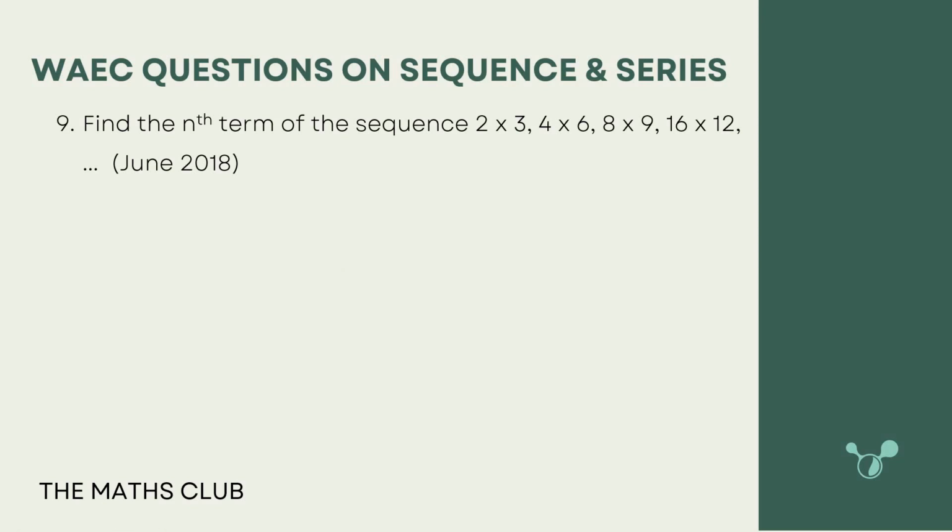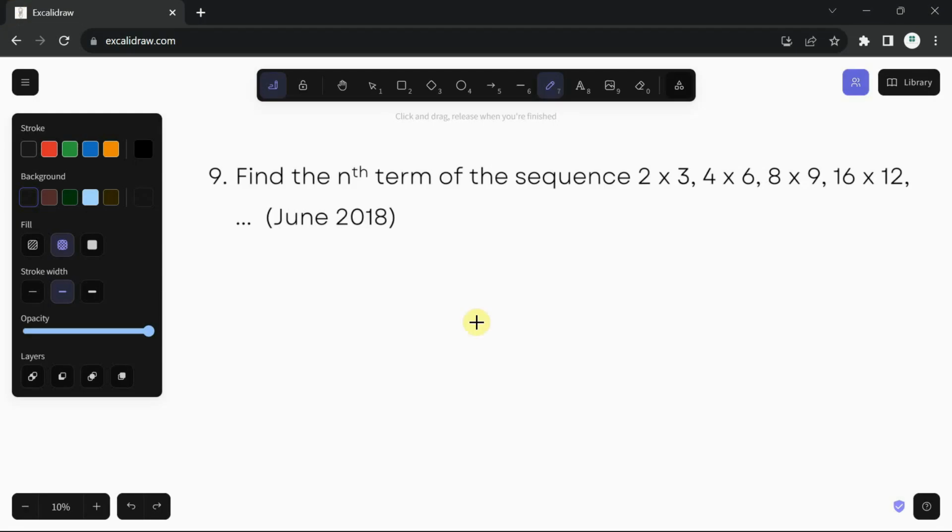times 6, 8 times 9, 16 times 12. So what do we notice here? This first guy is like saying 2 times 1. This second guy is like saying 2 times 2, right? This third guy is like saying 2 times 2 times 2. This other guy is like saying 2 times 2 times 2 times 2, right? So the first guy, I could also write as 2 raised to the power of 1. I could write 2 raised to the power of 2, 2 raised to the power of 3, 2 raised to the power of 4.